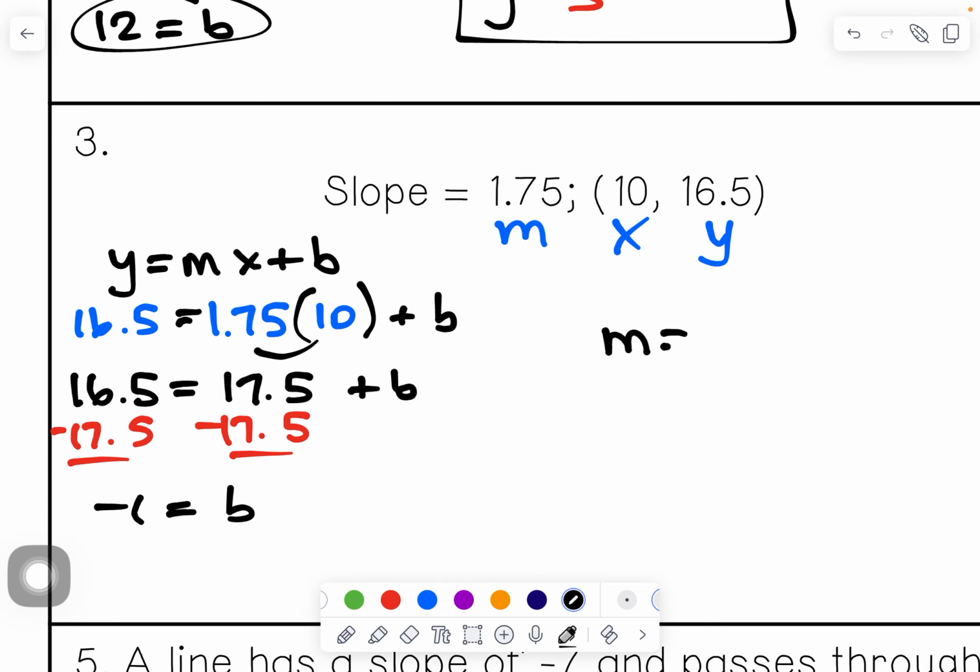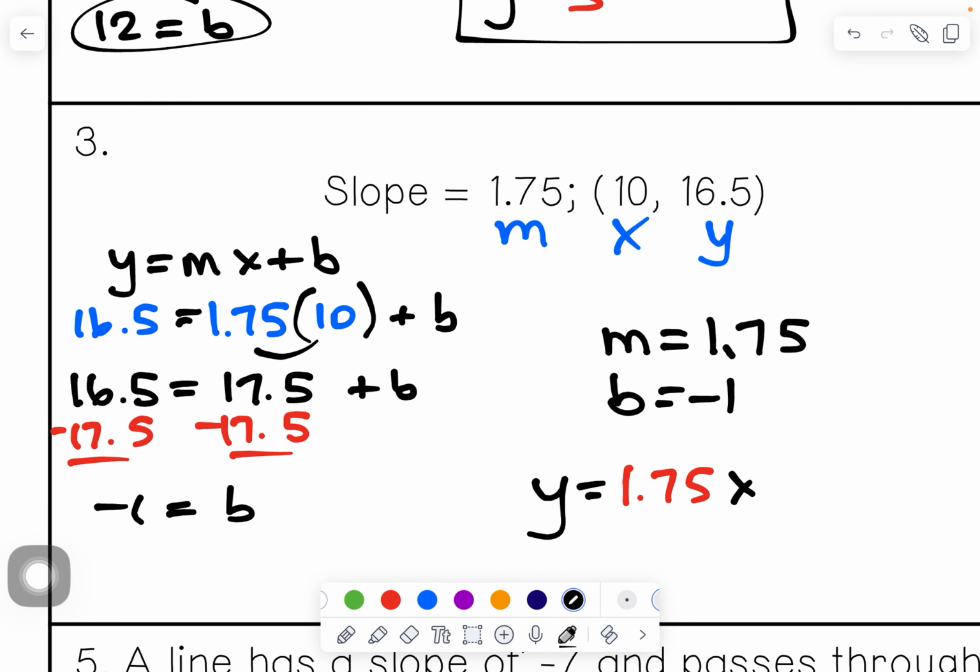Now, yet again, m equals 1.75 was given to me, and b equals -1, I just found that. So I want to plug in these numbers to make my equation y equals 1.75x plus -1 is my best answer.